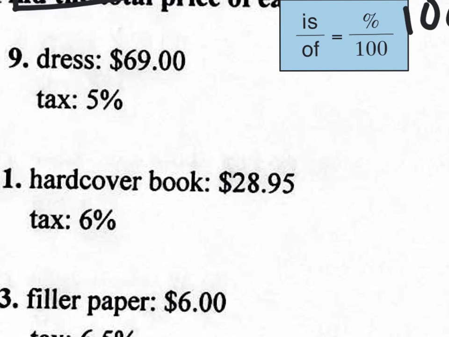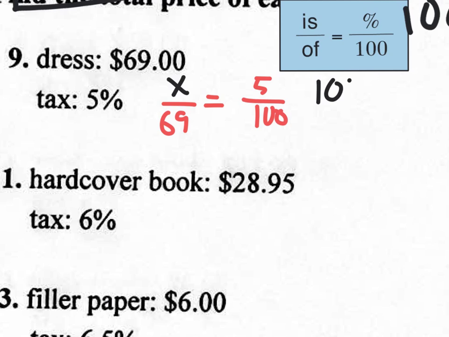So, how do you do this? You're going to set up is over of equals percent over 100. So you're going to have your proportion, fractions equal to each other. The original price is $69, so you put that on the of part. Now, 5%, that's 5 over 100. What we're trying to find here is x. This is going to be the amount of taxes that we pay for this $69 dress. So how do you do that? You're going to have to cross multiply. You're going to have 100 times x equals 69 times 5. That's going to be 345.